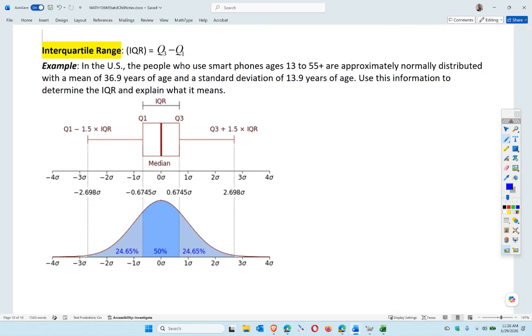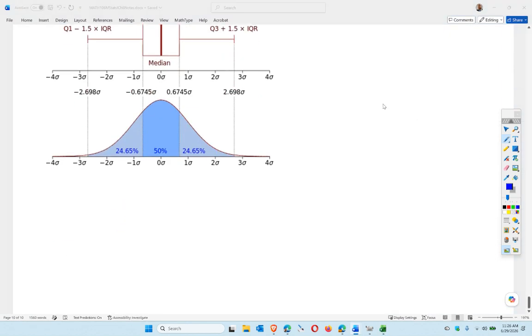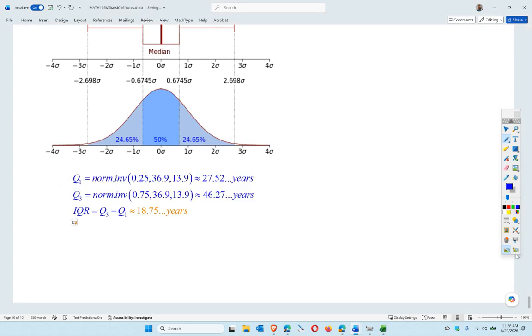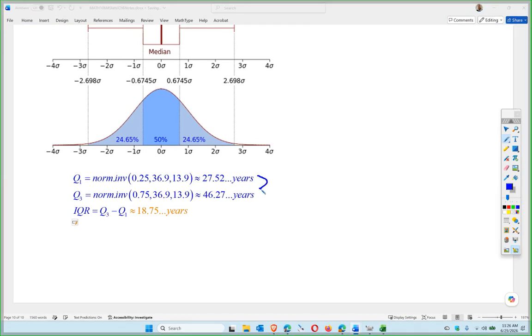Okay, so let me copy that over. Right. All right, so our middle 50% is what this represents, essentially, right? So this is the middle 50%, essentially, boom, boom, of the age of these people using cell phones.